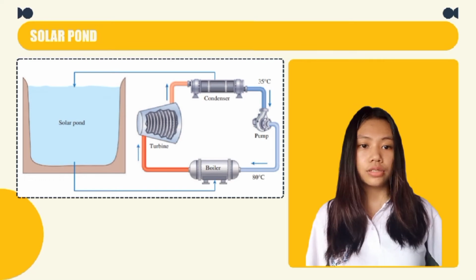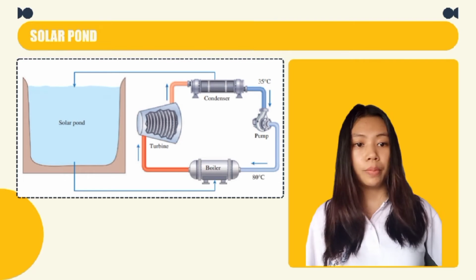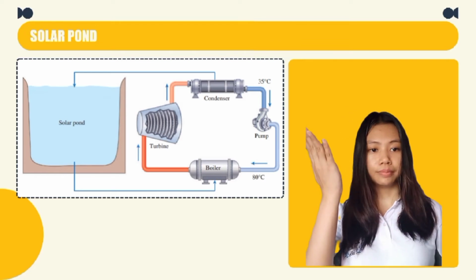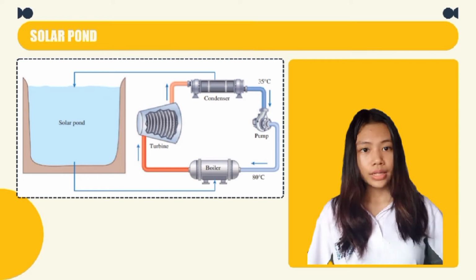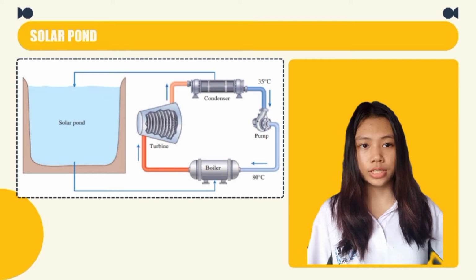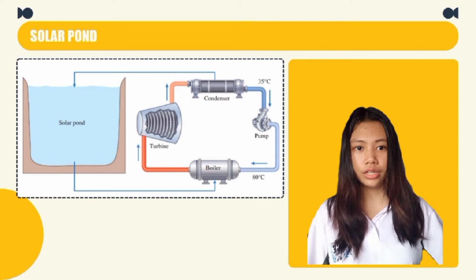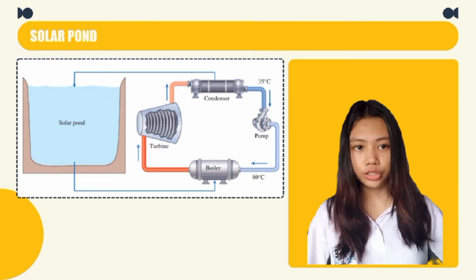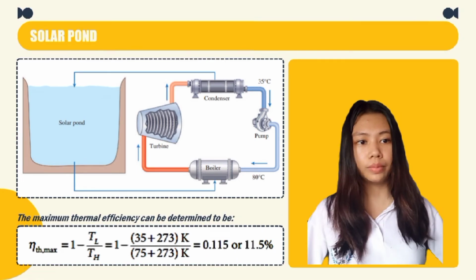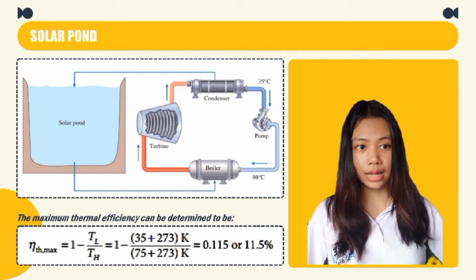A power plant that uses an organic fluid such as alcohol as the working fluid can be operated between the top and the bottom portions of the pond, as shown here. However, the main disadvantage of a solar pond power plant is the low thermal efficiency. For example, if the water temperature is 35 degrees Celsius near the surface and 75 degrees Celsius near the bottom of the pond, the maximum thermal efficiency can be determined to be 11.5%. Actual thermal efficiency will be less than this value.